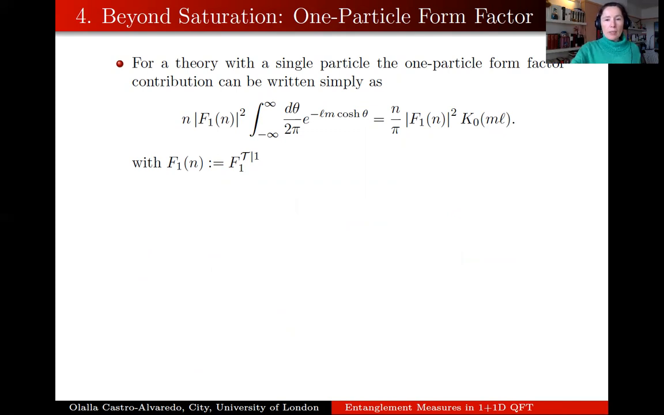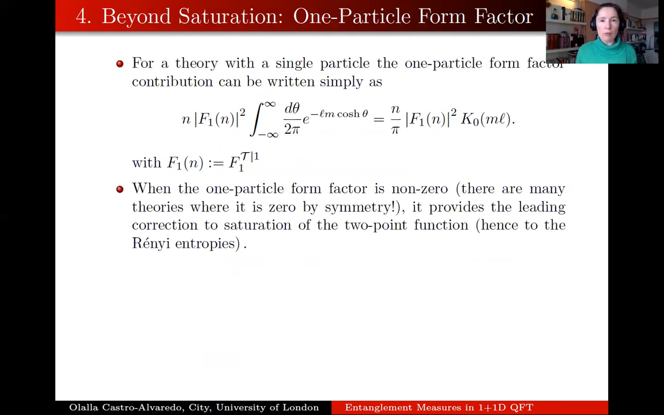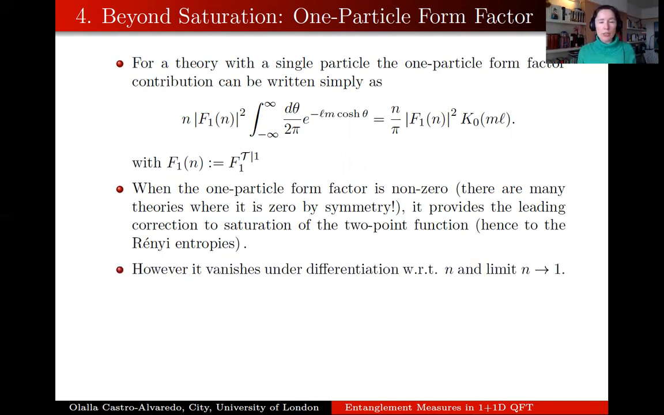Now, you would say, aha, this is the Bessel function, so that's a very easy thing to compute, but this is not the same Bessel function. You see, it doesn't have a 2 here, and it doesn't have a 1/8. Now, this Bessel function is there if the 1 particle form factor is not 0. And so it's going to give us the leading correction to saturation for the Renyi entropies. But if you take the limit n to 1, which is what you need for the von Neumann entropy, in that limit, the one particle form factor is 0, like all form factors should.